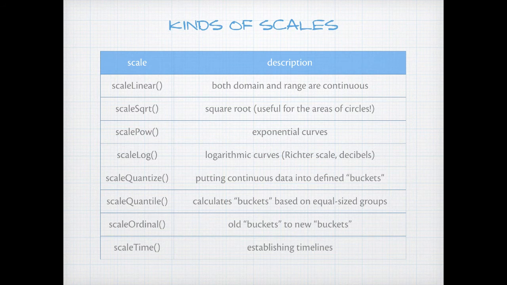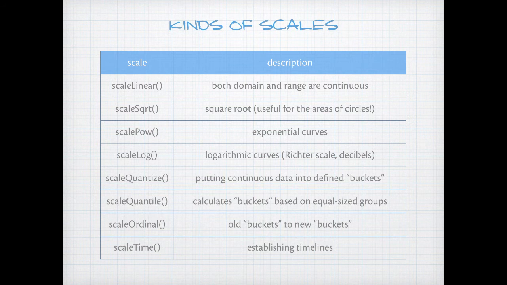Quantized and quantile are often confused with each other, but once you get the hang of them, I'll give you an example here, might make more sense. A quantized scale puts continuous data into some defined buckets. I think a really good example of that would be a test score. So you get 85% on your test. That's a continuous data point, but you are getting a grade on that exam of A, B, C, D, or F, right? So maybe 85% correlates to a B, and that's a quantized scale.